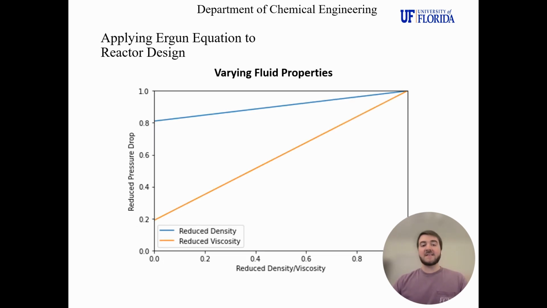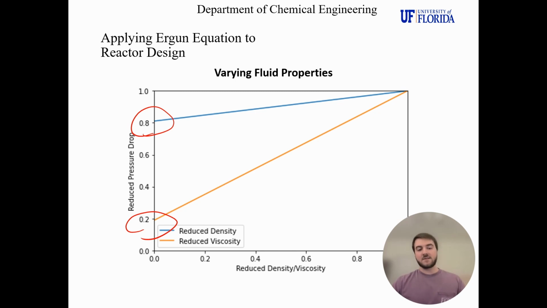Moving on to a slightly less trivial observation, we can see what happens when we vary density or viscosity. Now, varying density or viscosity isn't really a design parameter per se. It's going to be a function of your operating temperature and pressure, as well as the chemical species present in the reactor. But as we can see, by reducing density or viscosity, we see a linear decrease in the pressure drop. But interestingly, we see these two y-intercepts. Now, why do we see y-intercepts? Why don't these converge to 0 as we approach 0 density or viscosity?